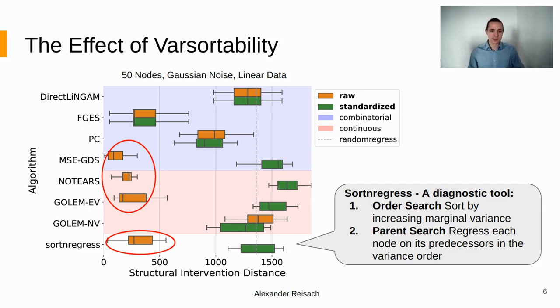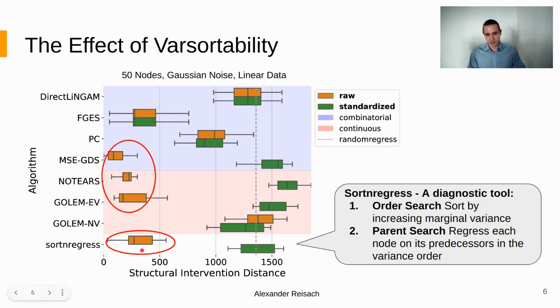Now, what's the effect of Varsortability on algorithm performance? What we can see here is a similar plot to before, except that now we see in orange box plots the raw data and in green the standardized data. We standardize because Varsortability is all about the variance. So if we standardize data, then the variance of all nodes will be equal. And what we find is that some of the algorithms that previously performed very well now perform extremely poorly once the data is standardized. And interestingly, this is the same as a method that we propose as a diagnostic tool, which we term sort and regress.